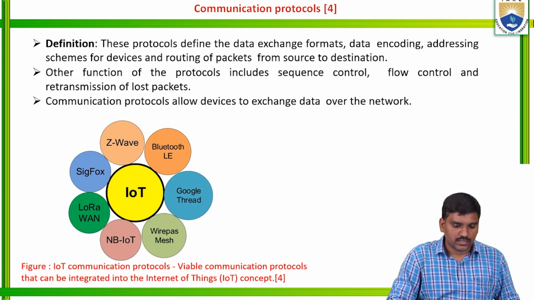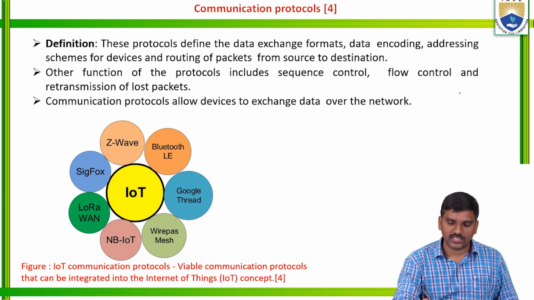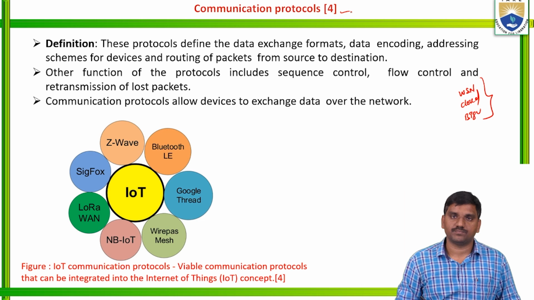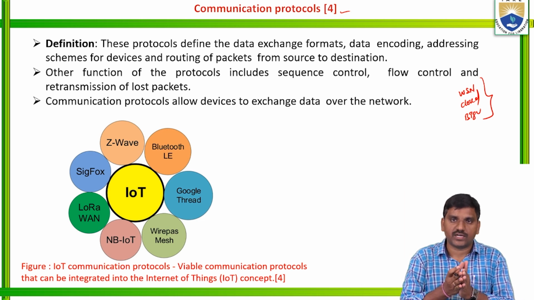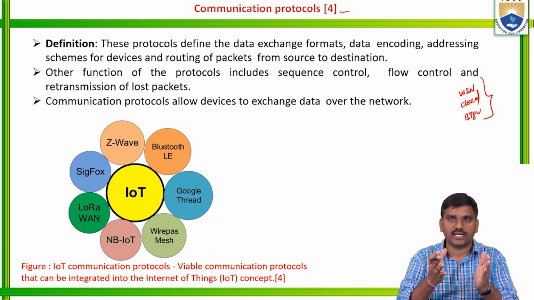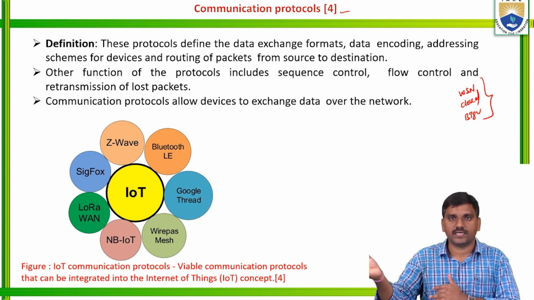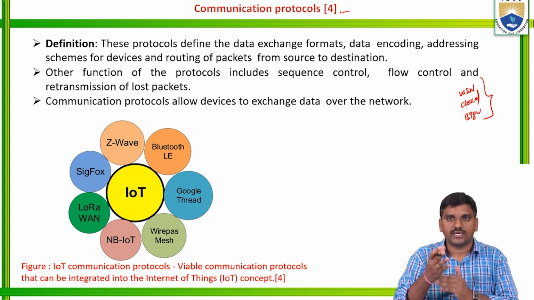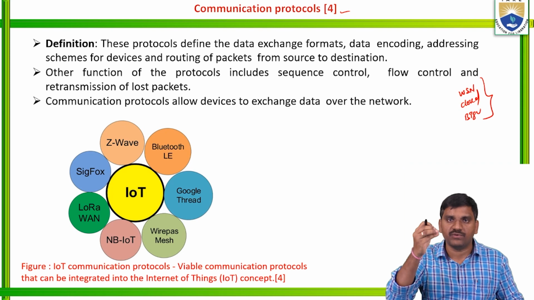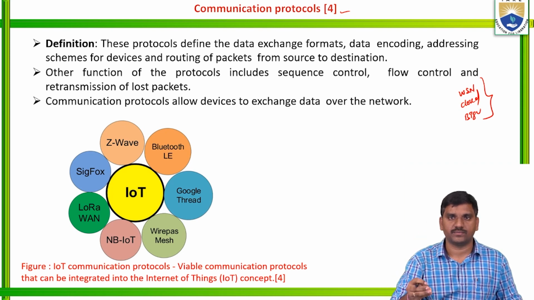So next, IoT enabling technologies: wireless sensor network, cloud computing, big data analytics. So the fourth one is communication protocols. So what does communication mean? In order to transfer the data from one place to another, source to destination, we have to transfer some information as per our requirement. So the process is nothing but communication.